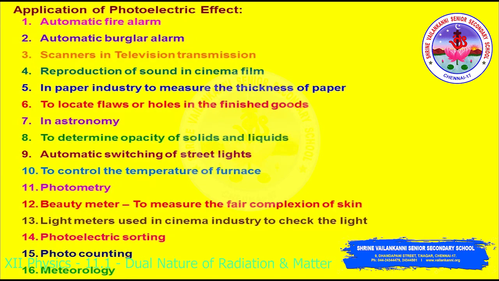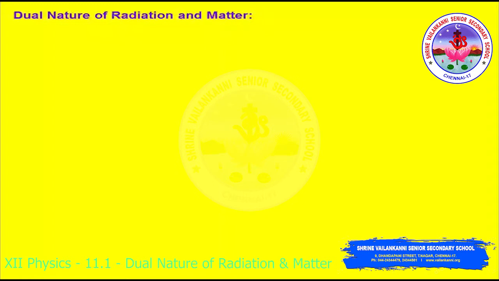And also from this photoelectric effect we get the photocell. The photocell, or photoelectric cell, is an arrangement which converts light energy into electrical energy, and it works on the principle of photoelectric emission. So we are using it in these forms of applications, right? A number of application-oriented things are there, which you are seeing on the screen, right? And dual nature of radiation and matter: light has a dual nature.